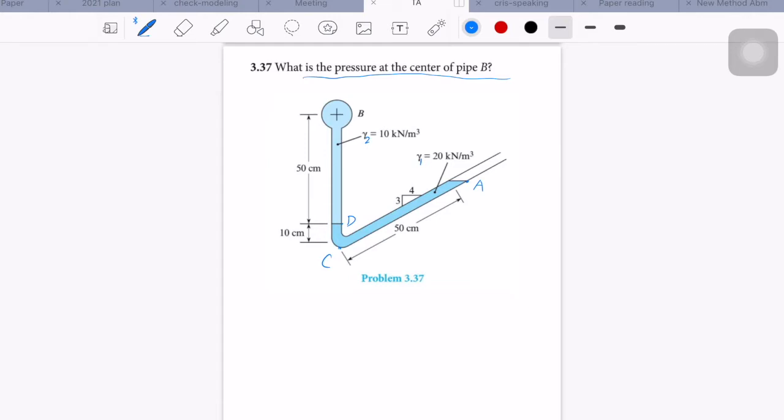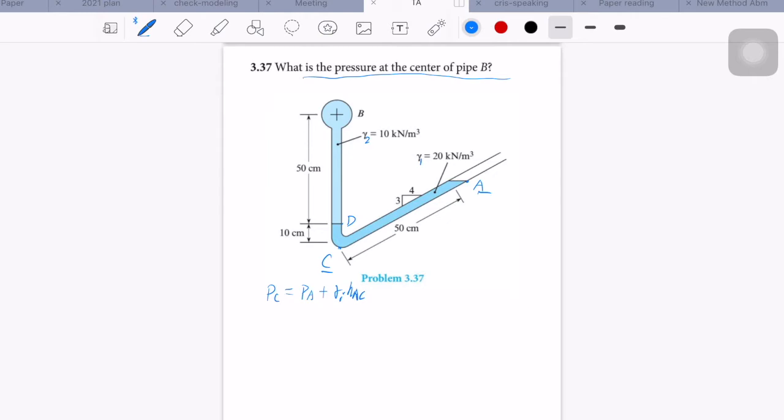So for this problem, we first choose A as a reference point, and we are interested in the pressure at point C. We know point C is at a lower elevation, so we need to add the positive gamma times H. So now PC, the pressure at C, should be equal to PA plus gamma 1 times HAC.